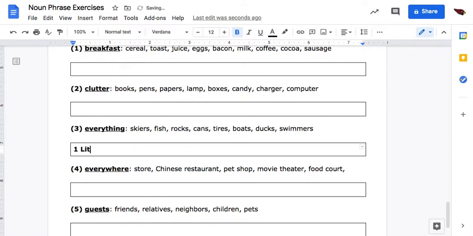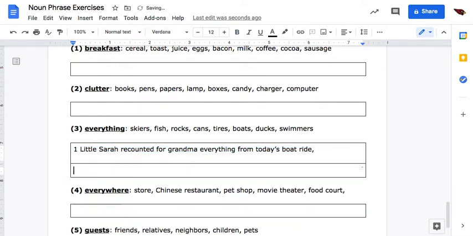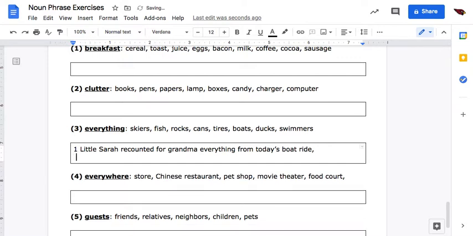First thing that came to mind was something like little Sarah recounted for grandma everything from today's boat ride. Not boat ride, but boat ride. That doesn't need to be bold. It's just going to take up too much space. And now, everything from today's boat ride would include, these are all in the final position.